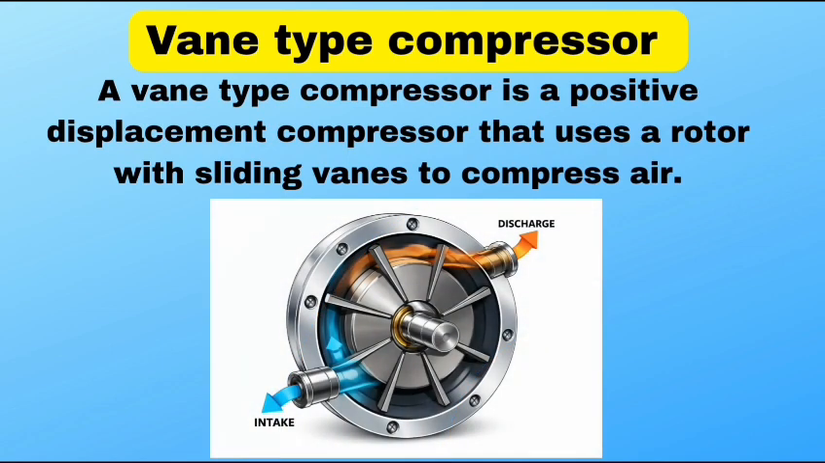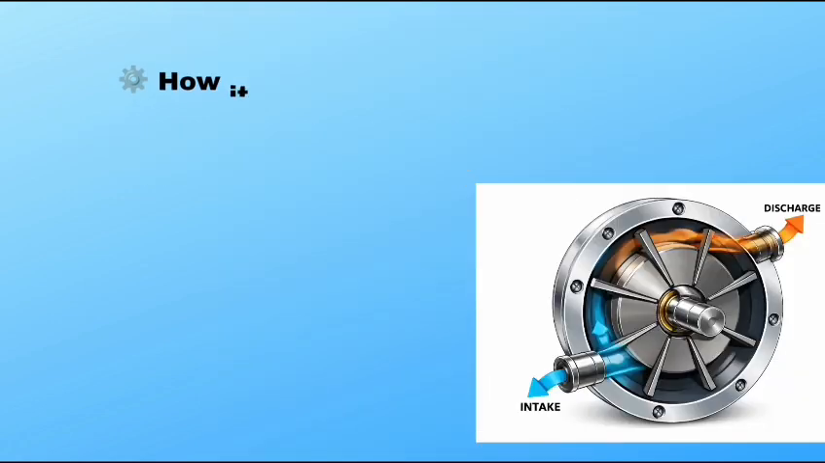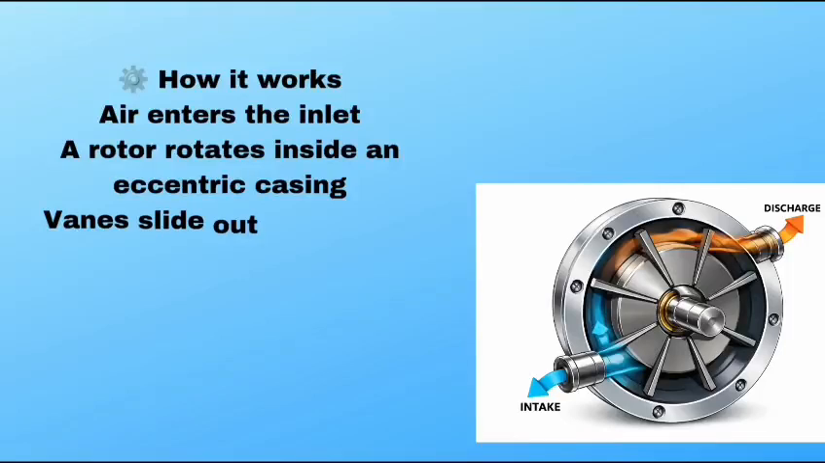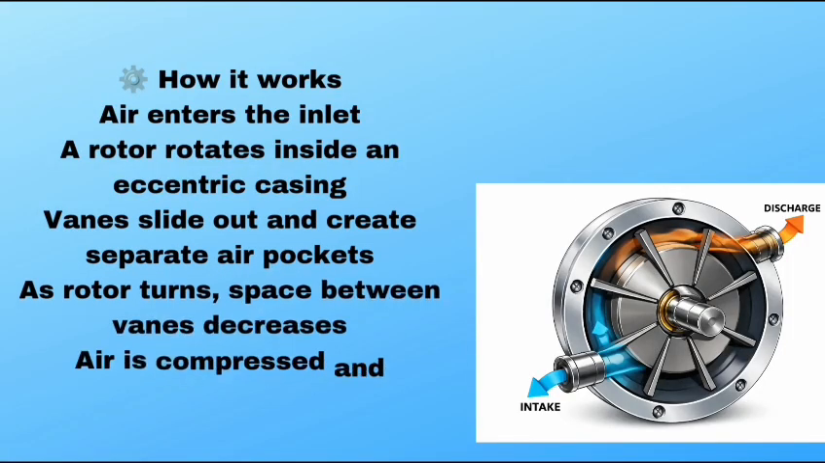A vane type compressor is a positive displacement compressor that uses a rotor with sliding vanes to compress the air. Air enters through the inlet filter and the rotor rotates inside an eccentric casing. Vanes slide and create separate air pockets. As the rotor turns, the space between the vanes decreases. Air is compressed and discharged at pressure.